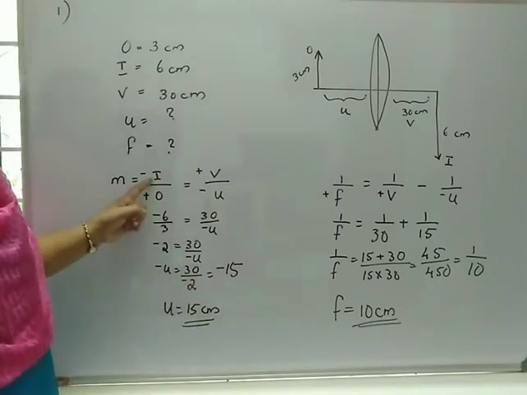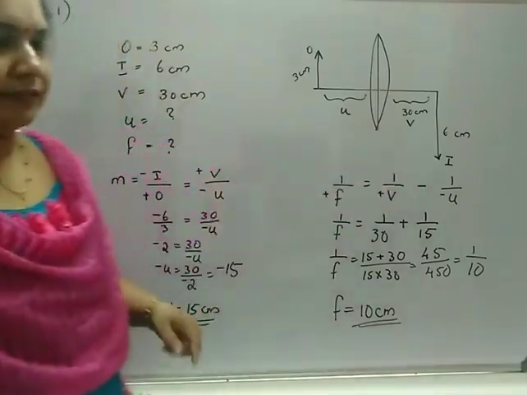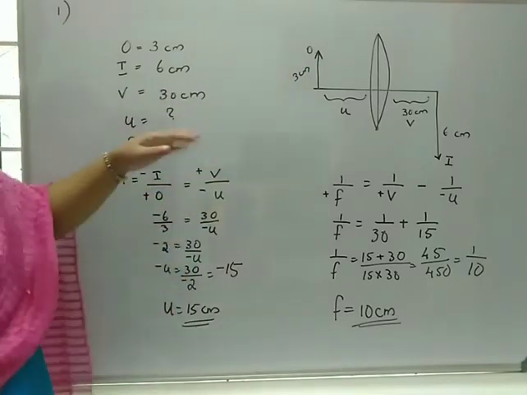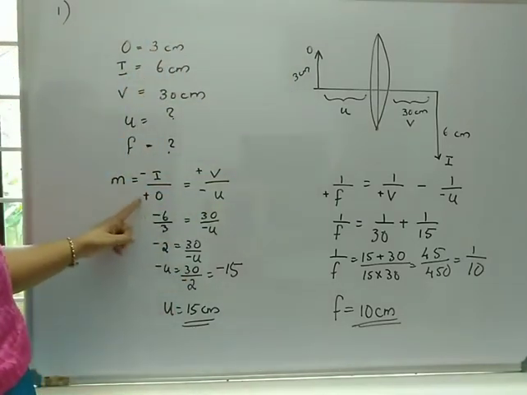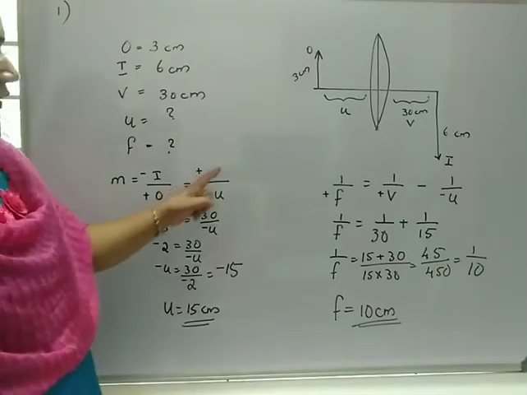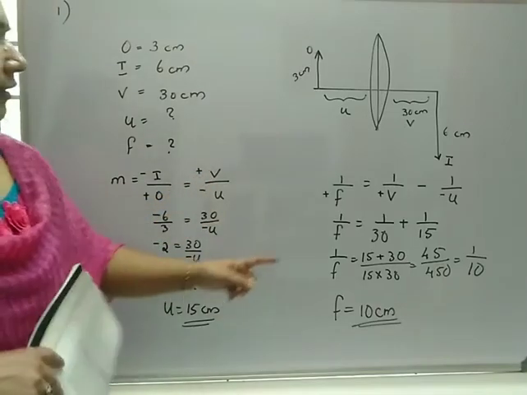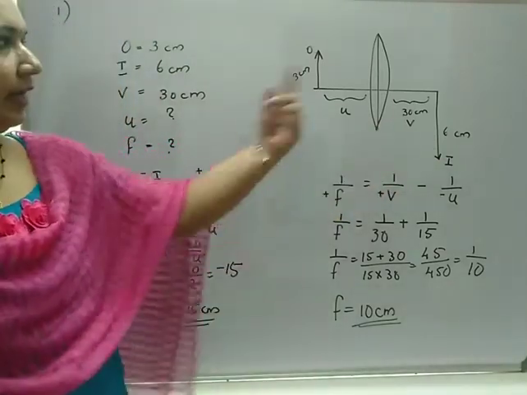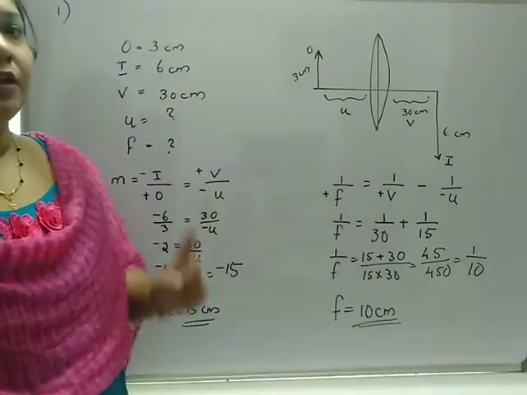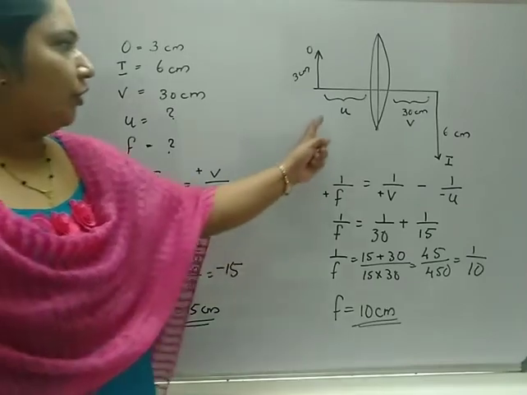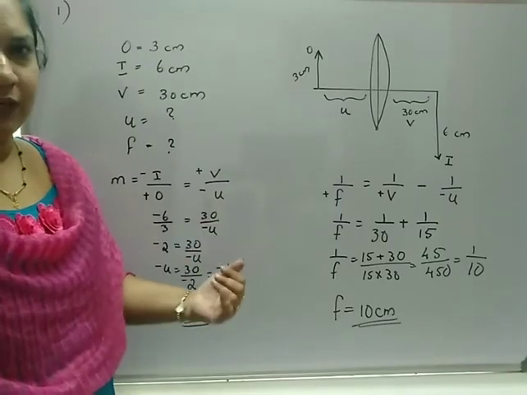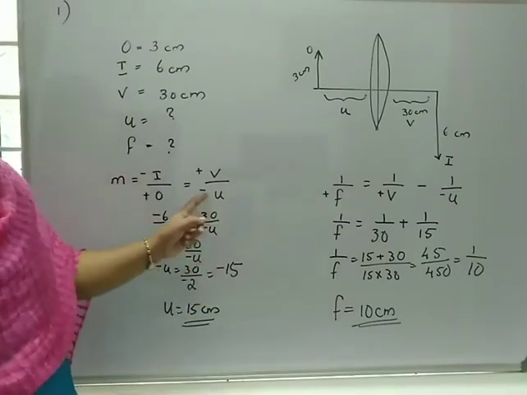So I means image. Image is below the principal axis, taken negative. O, object, height of the object, above the principal axis, taken positive. Okay. Now v by u. v means this distance from the lens towards the right hand side. Right hand side is taken positive. So v is positive. u is on this side, in front of the lens. In front of the lens, negative. So use negative. Now we substitute.